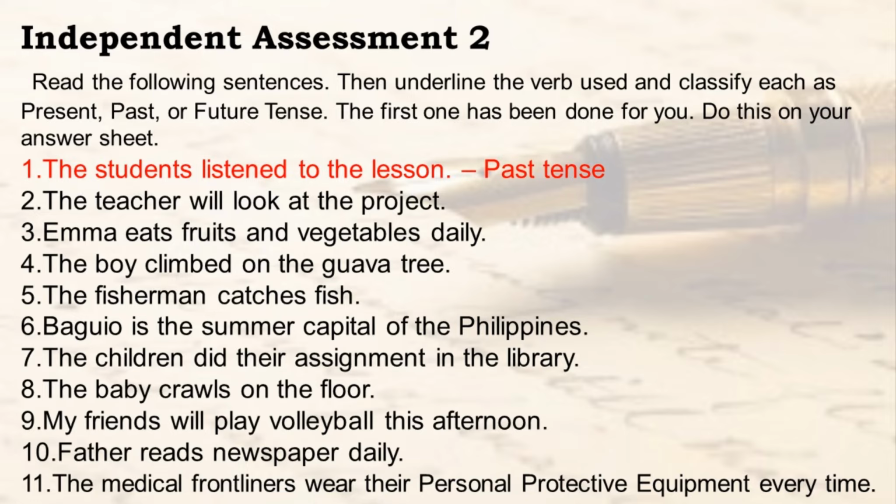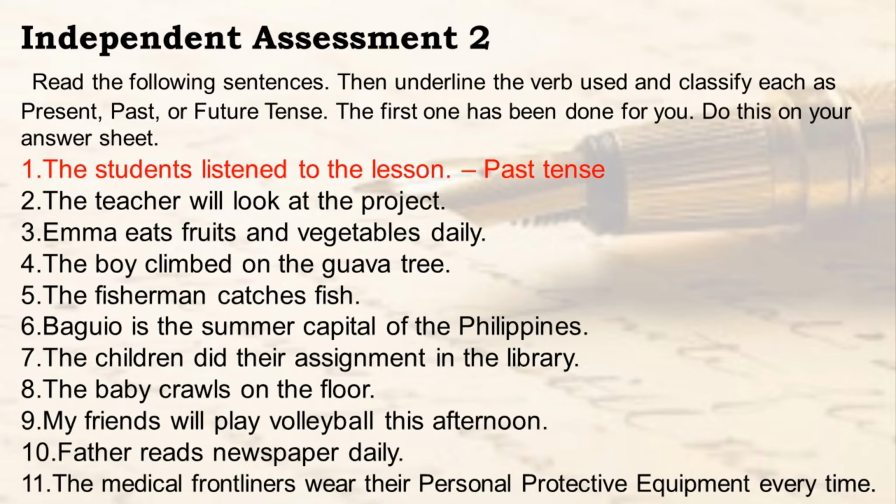3. Emma eats fruits and vegetables daily. 4. The boy climbed on the guava tree. 5. The fisherman catches fish. 6. Baguio is the summer capital of the Philippines. 7. The children did their assignment in the library.